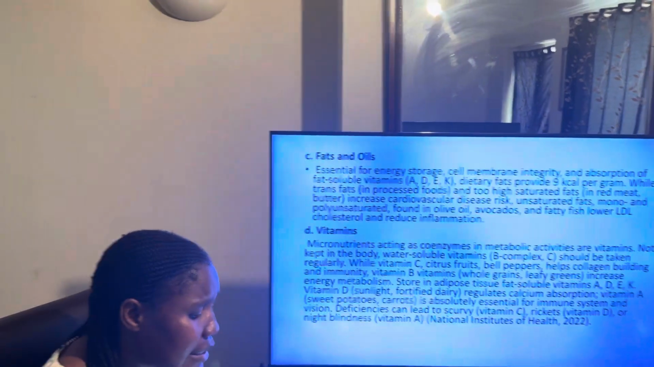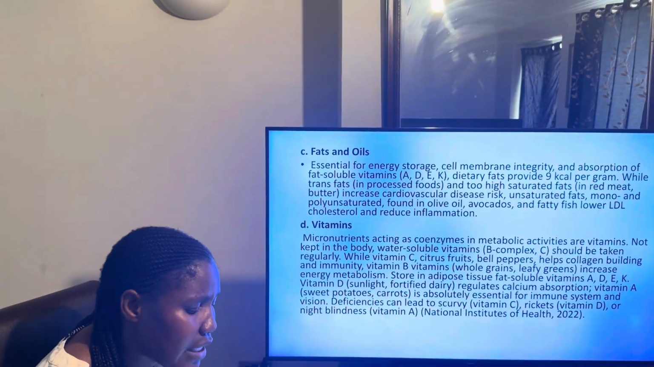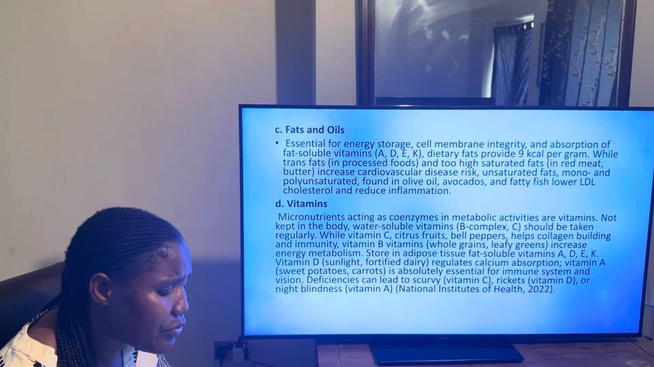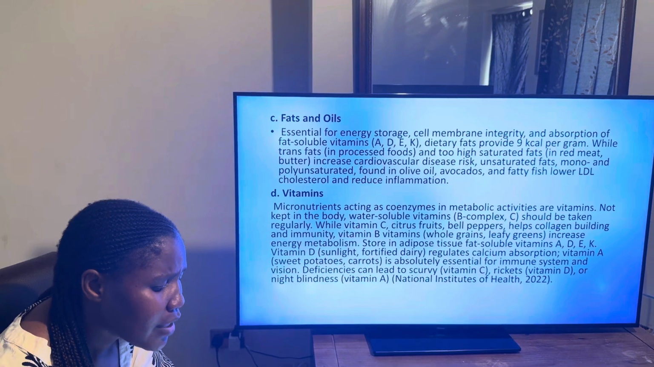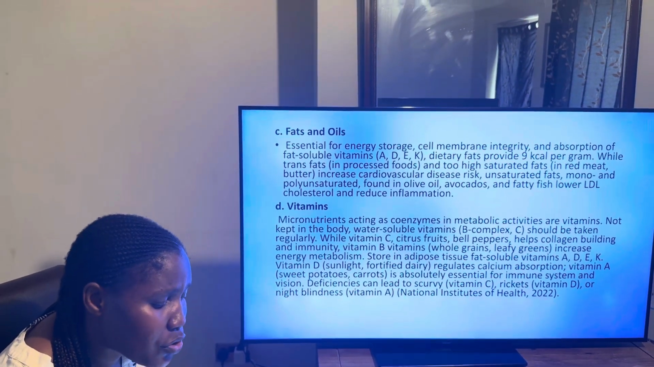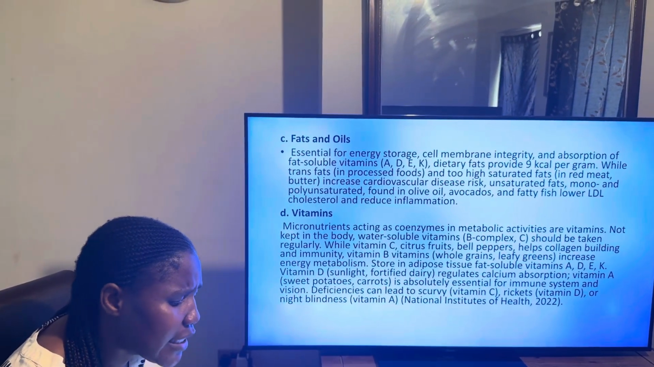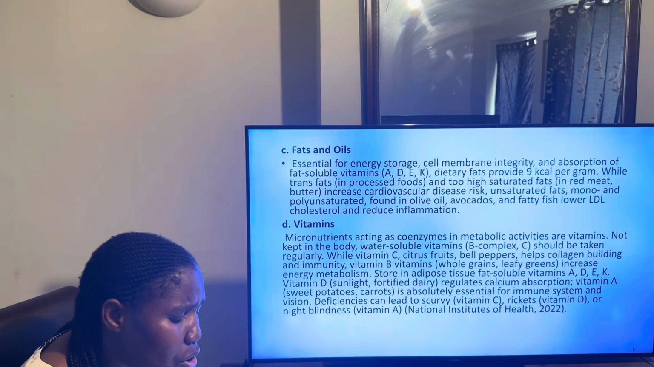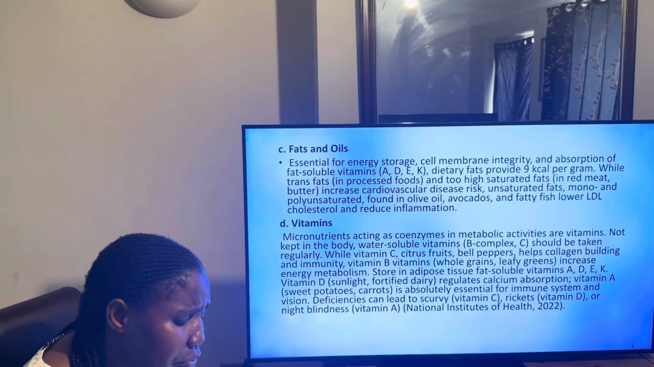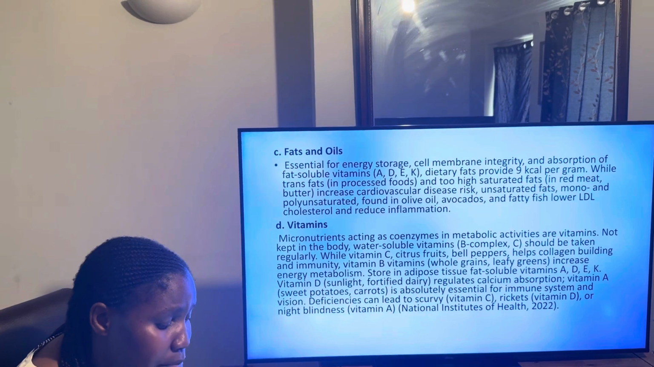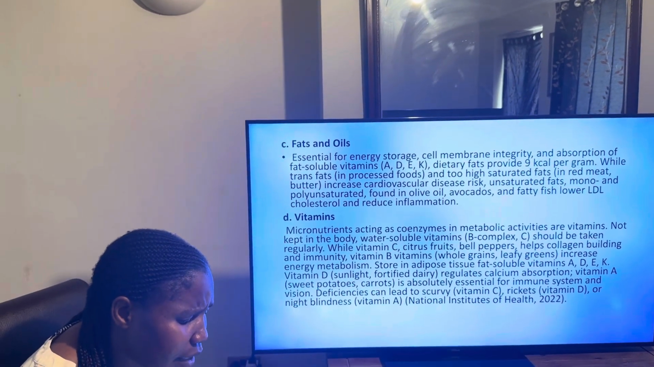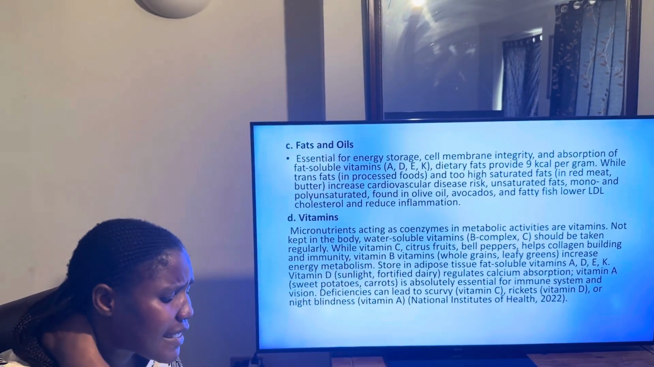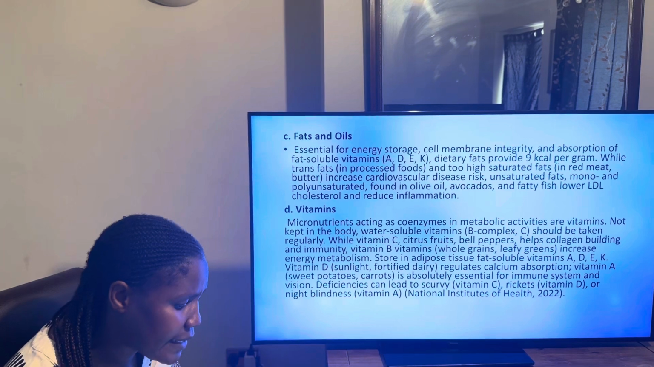We move on to vitamins. Micronutrients acting as coenzymes in metabolic activities, vitamins are not kept in the body. Water-soluble vitamins should be taken regularly. Vitamin C, found in citrus fruits and bell peppers, helps collagen building and immunity. B vitamins increase energy metabolism. Fat-soluble vitamins are stored in adipose tissue. Vitamin D regulates calcium absorption. Vitamin A is absolutely essential for immune system and vision. Deficiencies can lead to scurvy or night blindness.